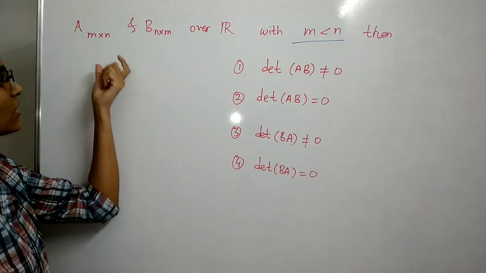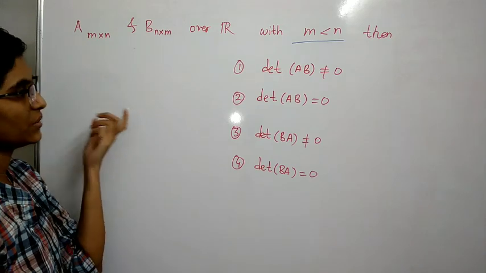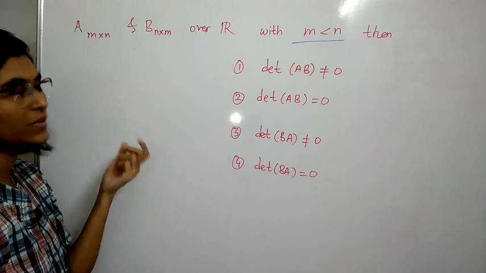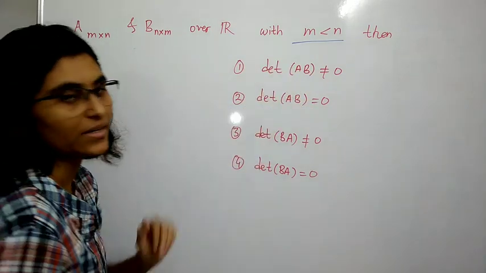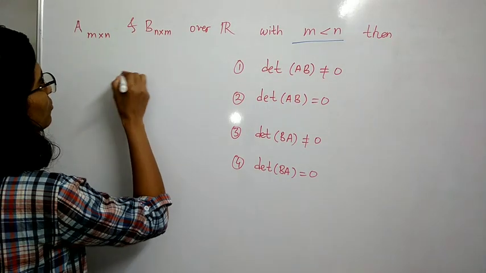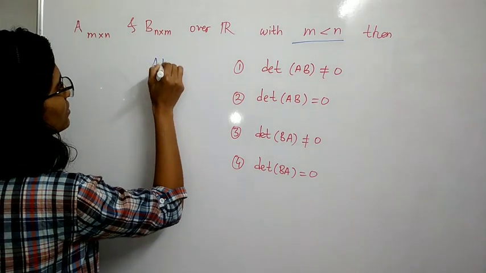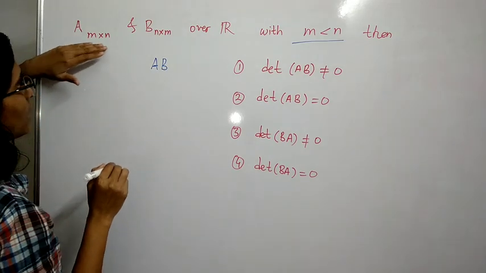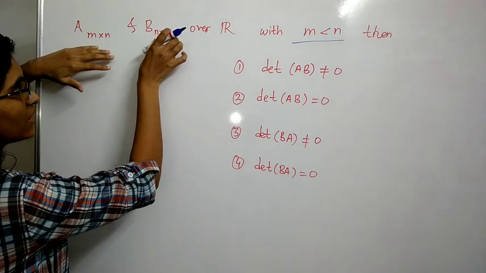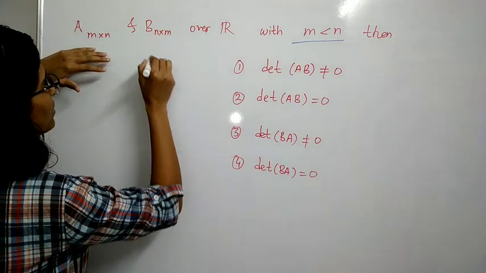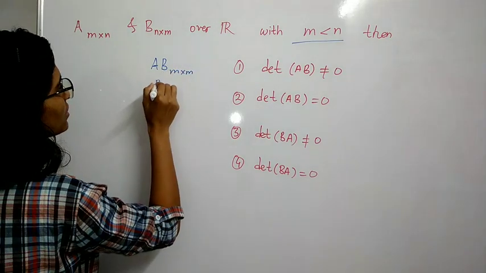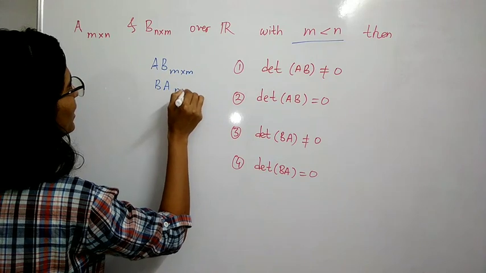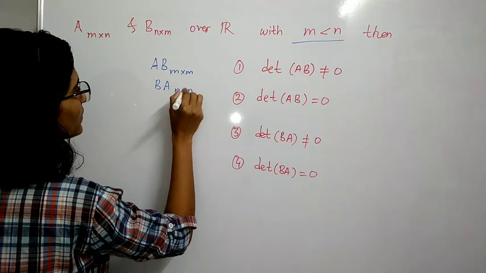Now let us first see what is the size of AB and BA, because we have the question about these matrices. So what is AB here? A is an m by n matrix, B is an n by m matrix, so AB is an m by m matrix, right. Similarly BA is an n by n matrix.